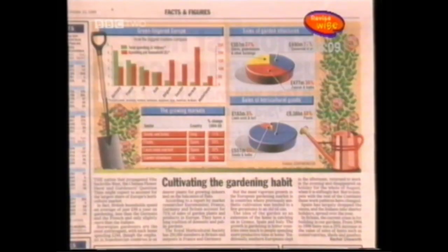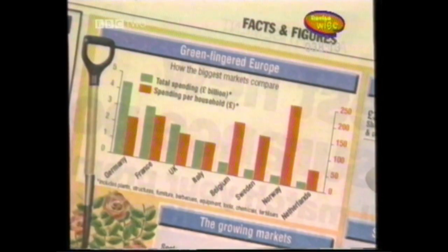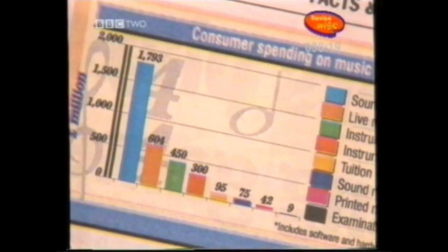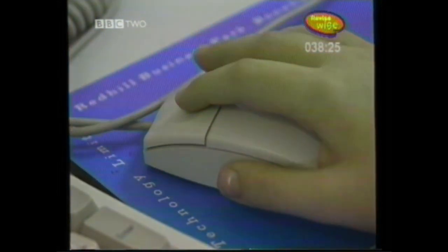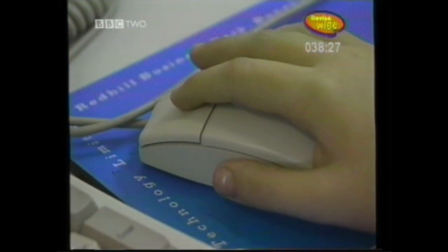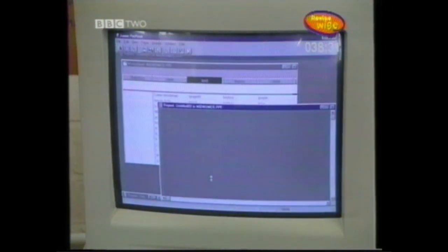Bar graphs are a useful way of showing information, and when you're preparing for your test, look out for them and work out what they're telling you. Here's a bar graph showing the money people in different countries spend on their gardens. This shows the sale of musical instruments and how much people spend on different kinds of music. You can even make bar graphs of your own on a computer from information you've collected in a spreadsheet or database.